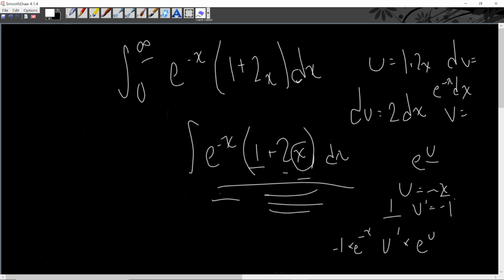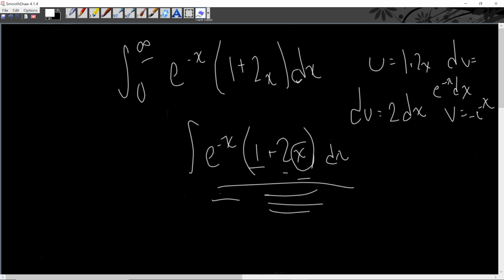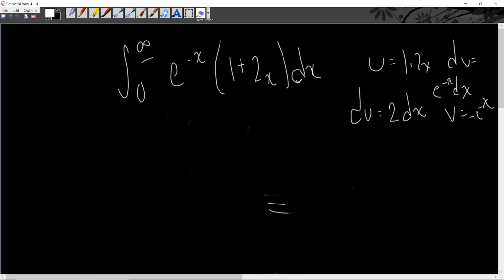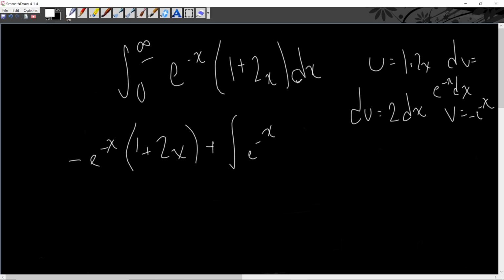So we're going to have negative e to the negative x, which, again, you could maybe use 1 plus 2x as v, but I think for our purposes it's going to be a lot easier if we let e to the negative x dx be our v. Now from here, let's do uv. So uv is going to be negative e to the negative x times 1 plus 2x minus the integral of v du. So we're going to have minus minus, so I'm going to put plus e to the negative x du, or 2. So I'm actually even going to bring that 2 out front too.